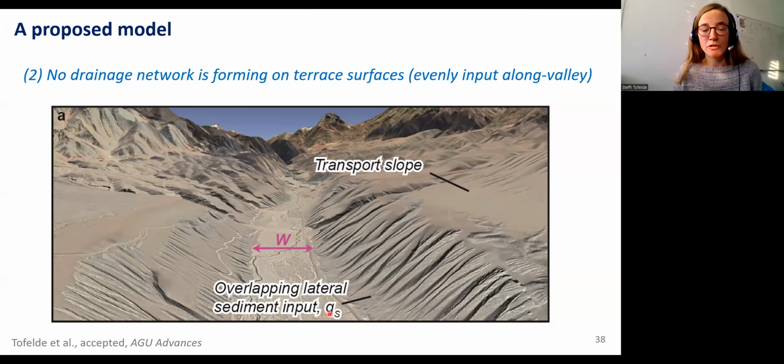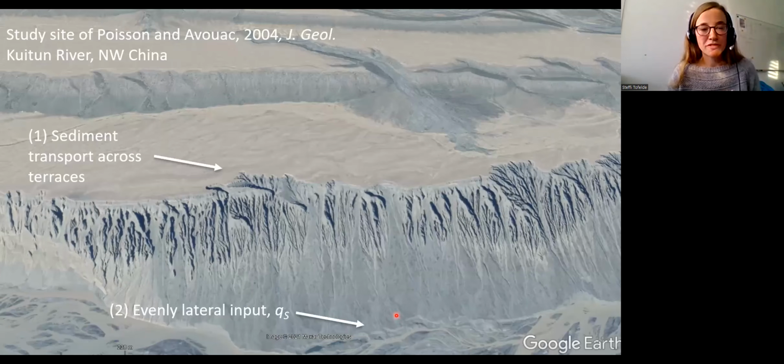Regarding the overlapping lateral input, we can also see here that there seems to be sediment coming in from many points. They all overlap with each other. So the idea of a kind of even lateral input also seems to be okay. I have some Google Earth images from some of the other sites that we have analyzed, especially sites where there's no vegetation, so we can see the structures a little bit better.